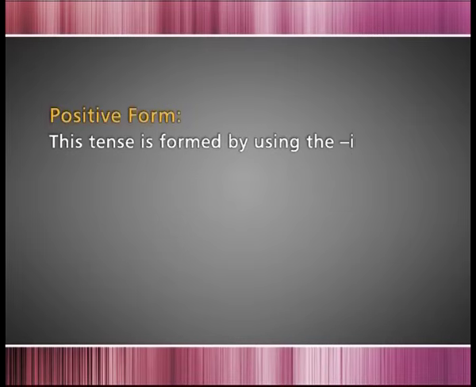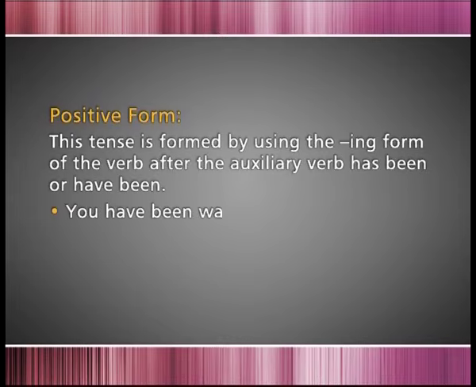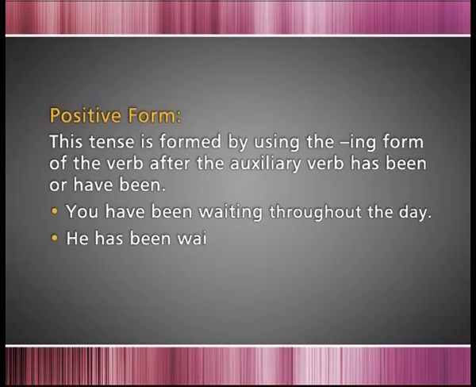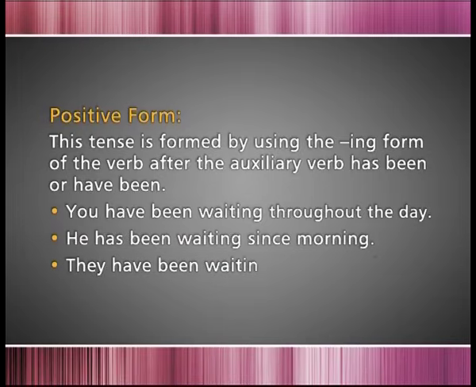Formation of the present perfect continuous tense. Positive form. This tense is formed by using the ing form of the verb after the auxiliary verb has been or have been. You have been waiting throughout the day. He has been waiting since morning. They have been waiting for a long time.